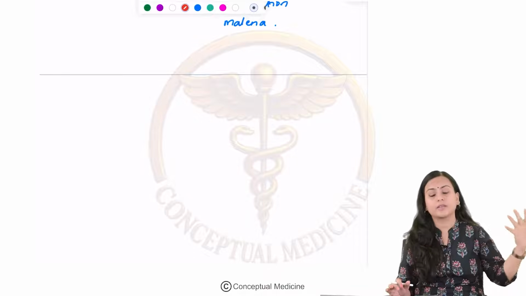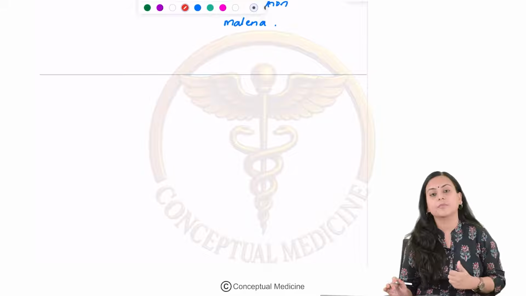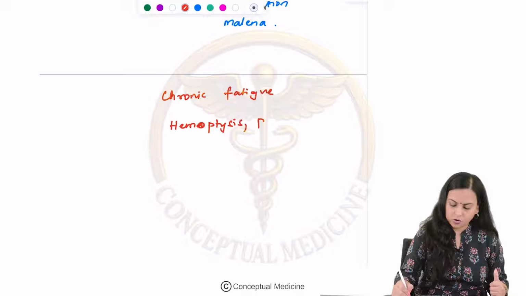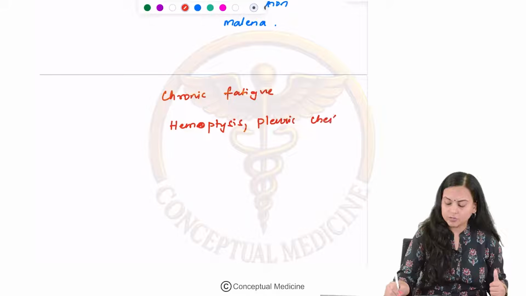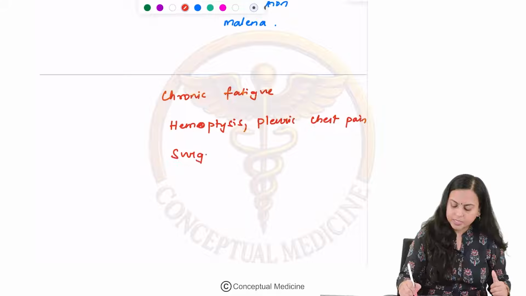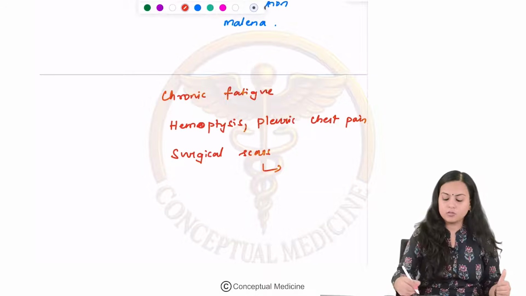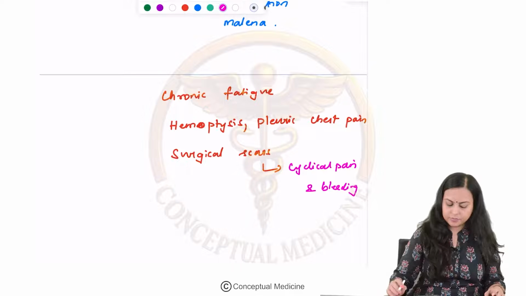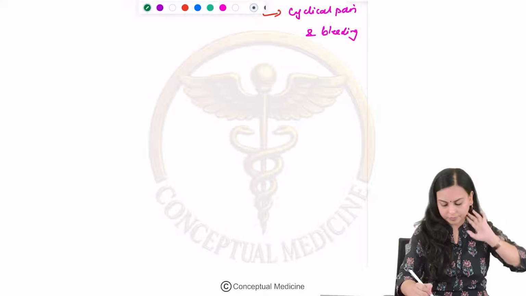If the bleeding is going to happen anywhere, inside or outside, what is going to happen? Yes, definitely the patient will be getting anemia, which will present to you as chronic fatigue, and there can be hemoptysis or pleuritic chest pain when the lesions involve the lungs. And finally, if the lesions are present in the surgical scars, the scars can also have cyclical pain as well as bleeding. Clear?